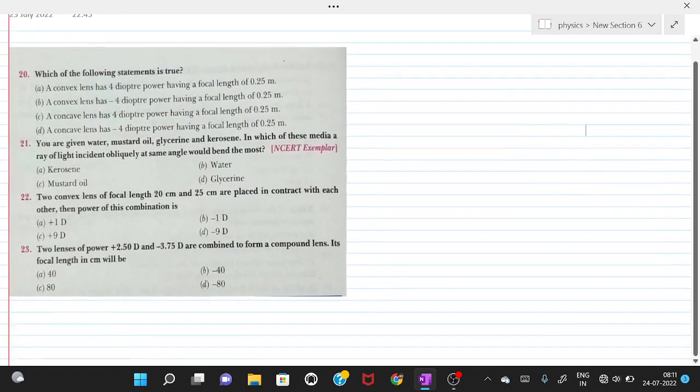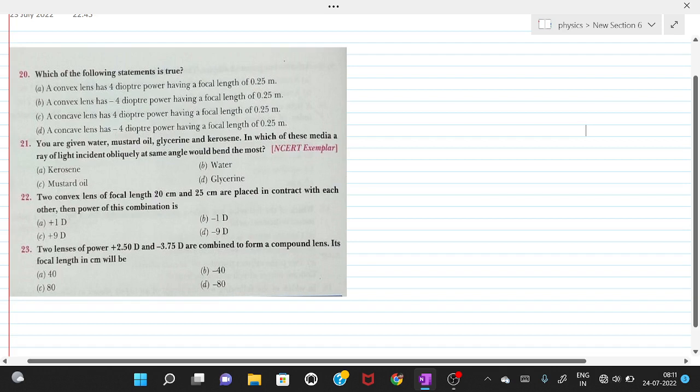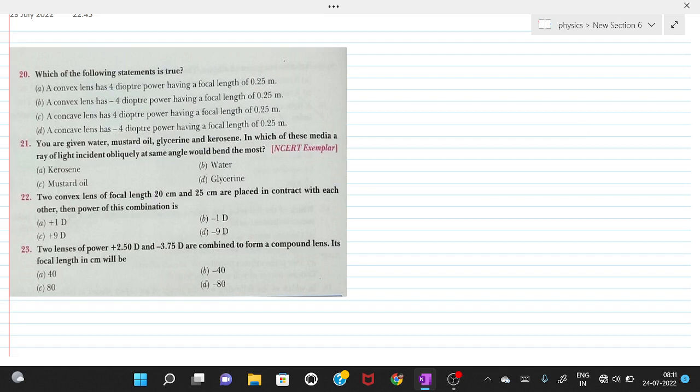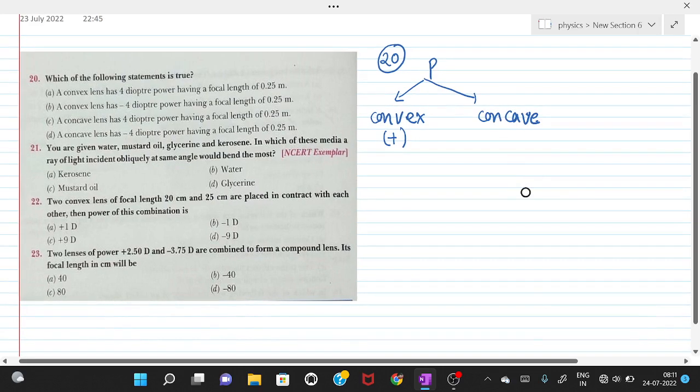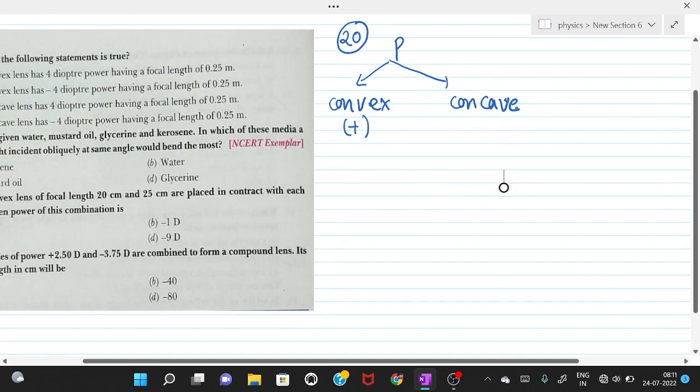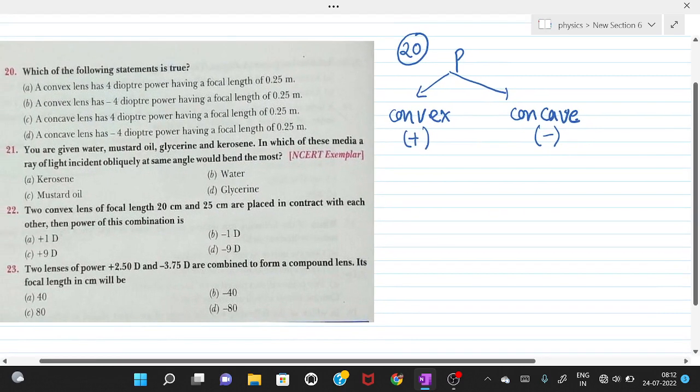Which of the following statements is true? Here are four options: A, B, C, and D. First thing we know that the power of a convex lens is positive, and the power of a concave lens is negative. So first we are going to see the options. Option B, here we can see that a convex lens has -4 diopter. So option B we can remove, because for a convex lens power can't be negative. B can't be the answer.